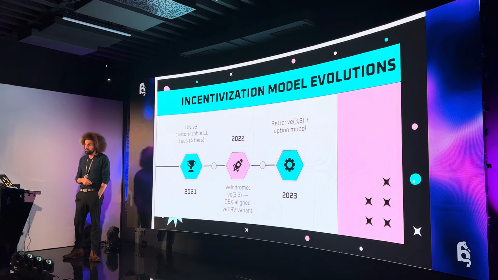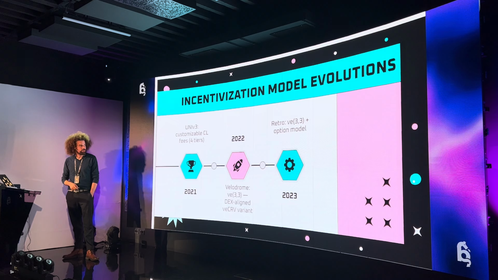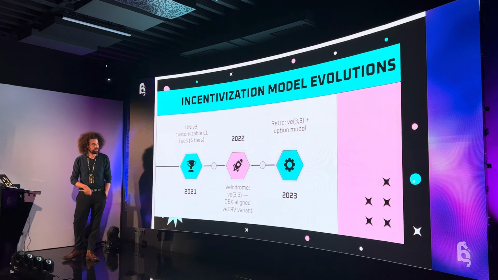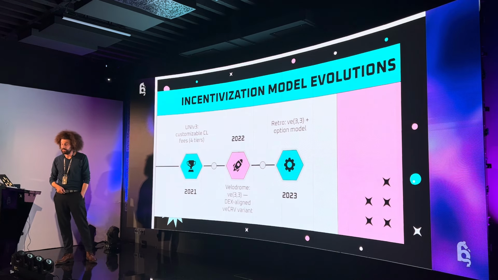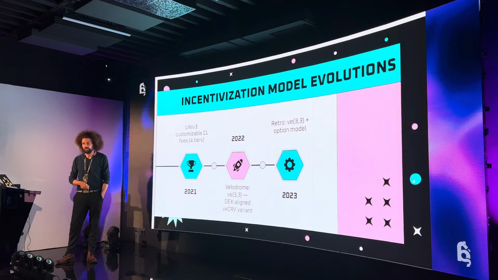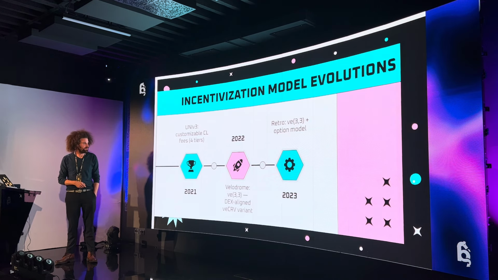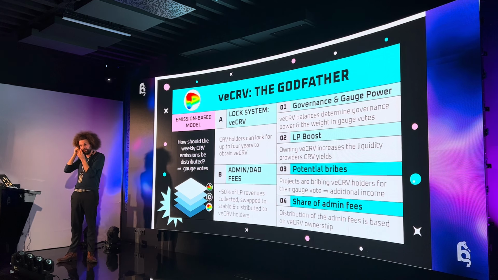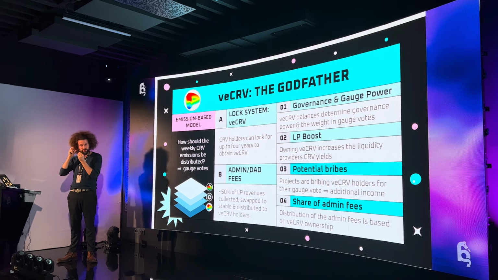Then you have other models, I'll probably speed run through them, but just to mention them, that are trying to iterate on the veCRV model and improve further. So those are Velodrome, shipped last year, and Retro, shipped this year. Those are examples. We can discuss some of them. So this one is a bit of the bulky one to figure out.